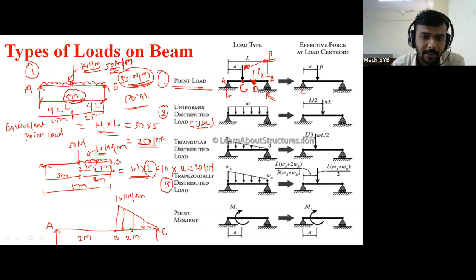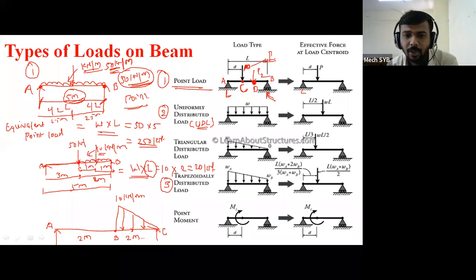Here it is represented in the form of a triangular section. Uniformly varying load is represented in the form of a triangular section. Its definition is: if the intensity of load increases or decreases at a constant rate, then that load is called a uniformly varying load.